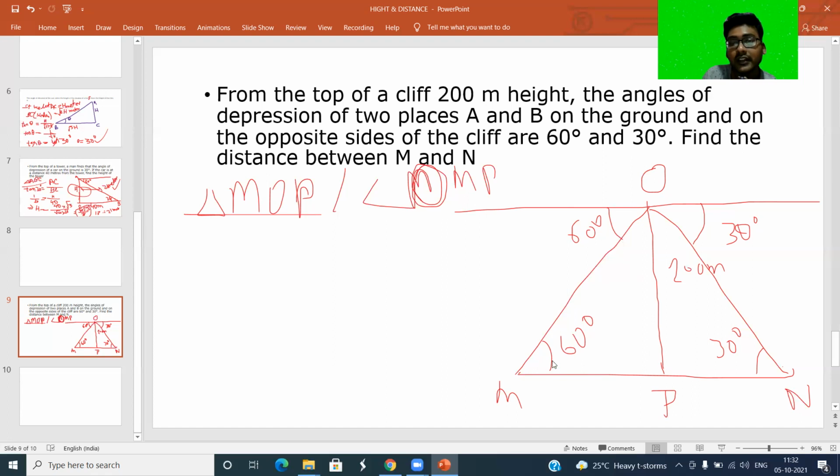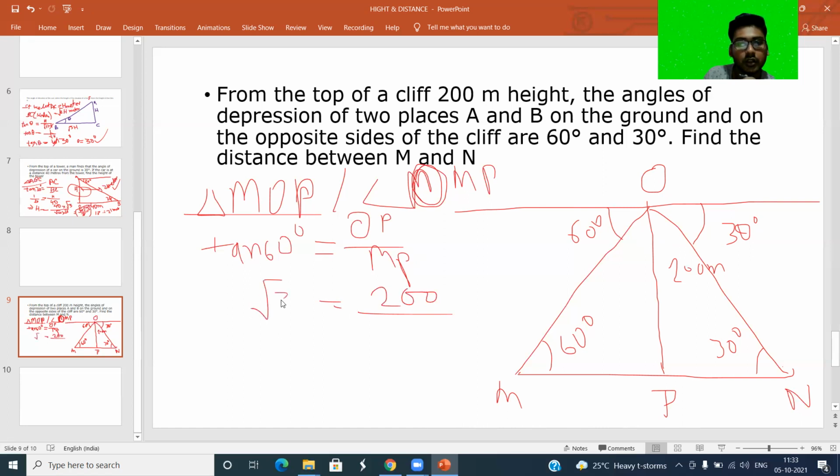Okay. We need to take the tan value. tan 60° is equal to OP by MP. OP by MP. If the OP value is 200 and tan 60° is equal to √3, then we find the MP value. MP is equal to 200 by √3.